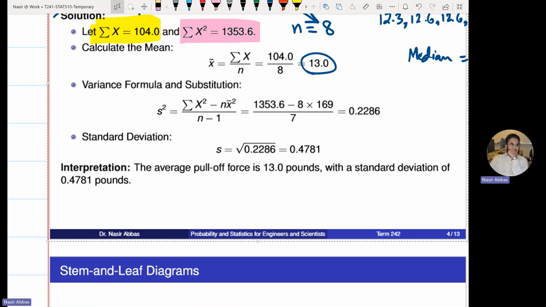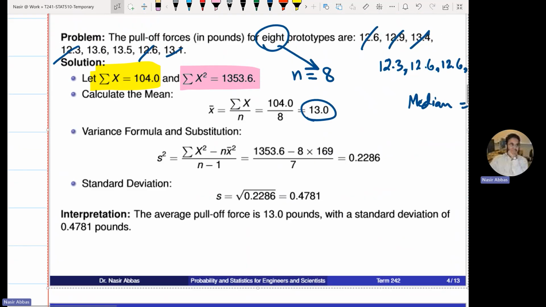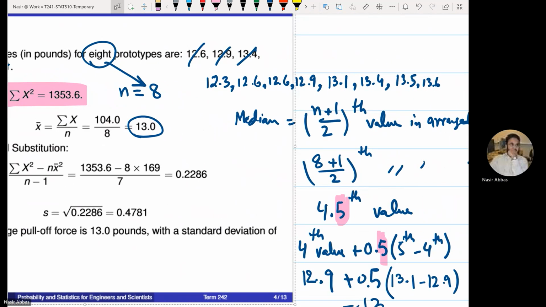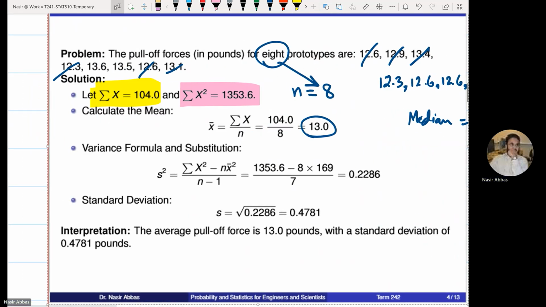I repeat, on average, each value in the data deviates from 13 by a magnitude of 0.4781. The average deviation of each point from the mean, which is 13, is 0.4781. What is the range of this data? 13.6 minus 12.3, which is 1.3.